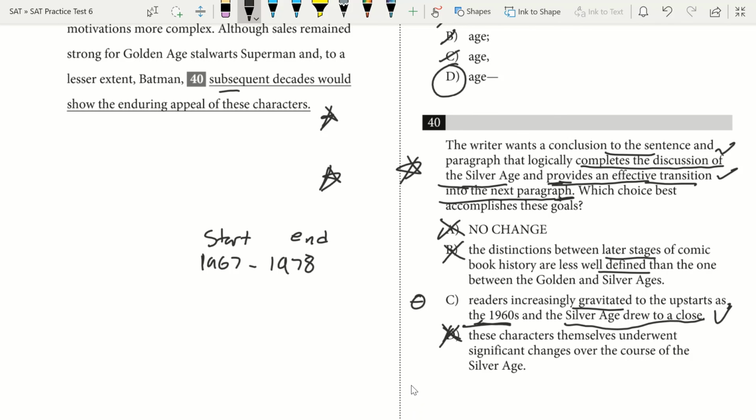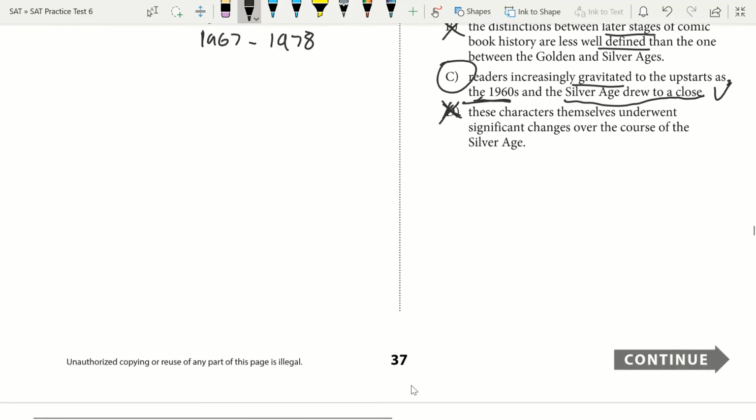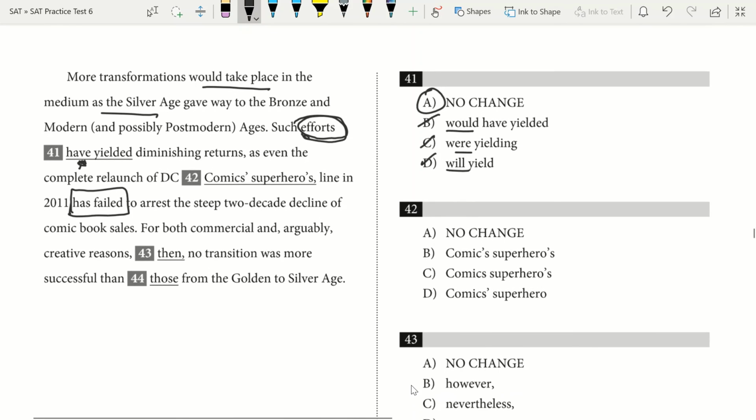C has a neutral transition. It's not great, but it's there, right? And it also has a much better closing of the discussion of the Silver Age. So our answer is going to be C there. And the transition could have been stronger, but it is still present, although it is not fantastic in my opinion. So our answer there is going to be C. All right, so now we have question 42.